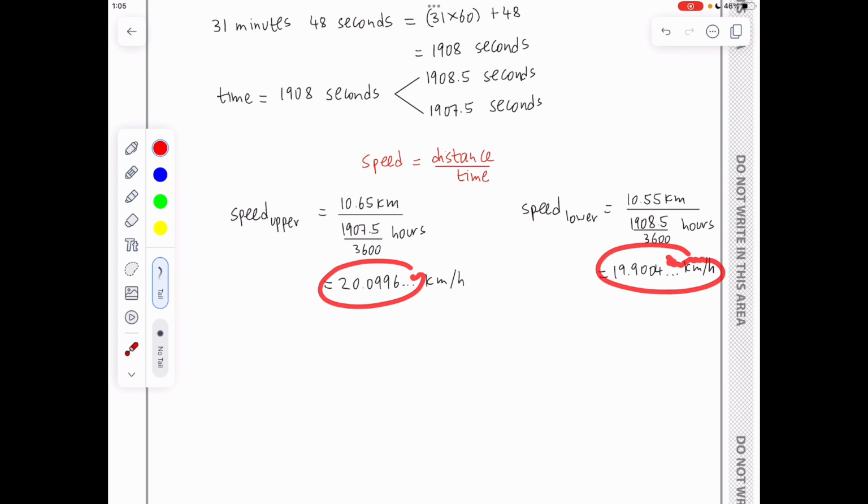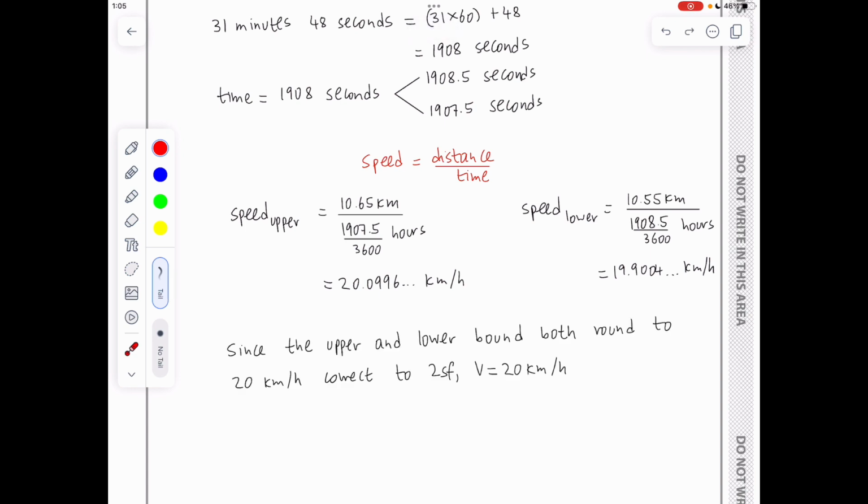So whatever the true value, it needs to round to 20 kilometers per hour, because both the upper and the lower bound round to 20 kilometers per hour. They agree to two significant figures, and therefore we conclude that V must be 20 kilometers per hour, since both the upper and the lower bound agree in rounding to 20 kilometers per hour, correct to two significant figures.